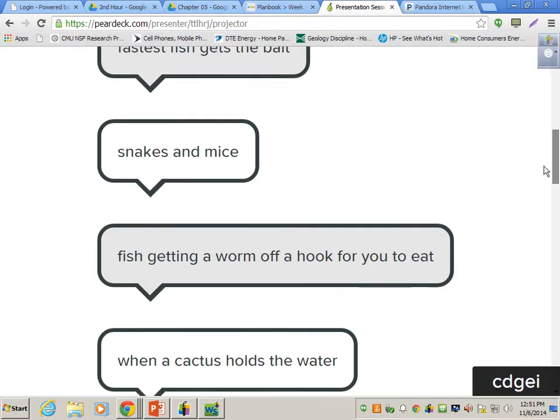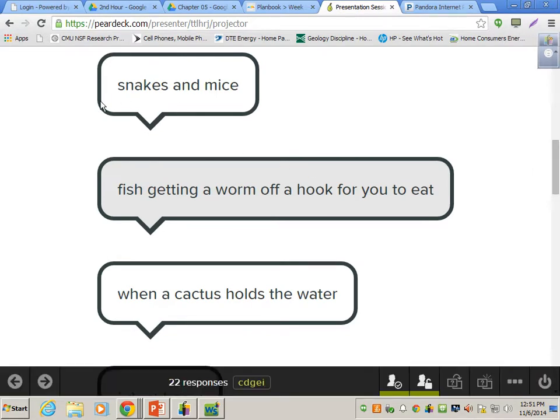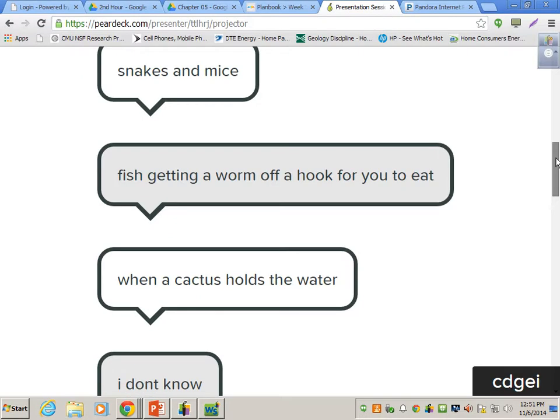Fish gets the bait, snakes and mice. Okay, so if a snake eats the, what are the snakes and the mice both after? This is more predator-prey. Fish get, what? What?